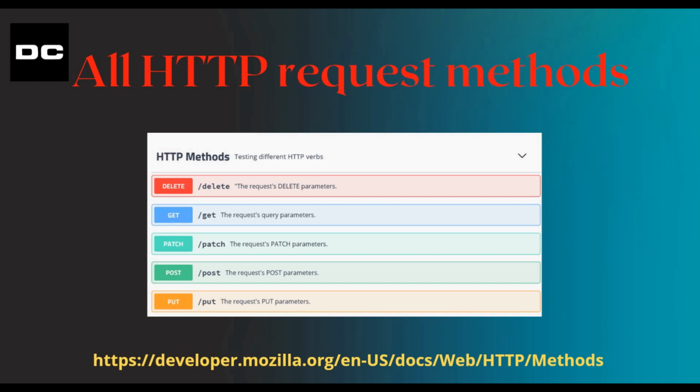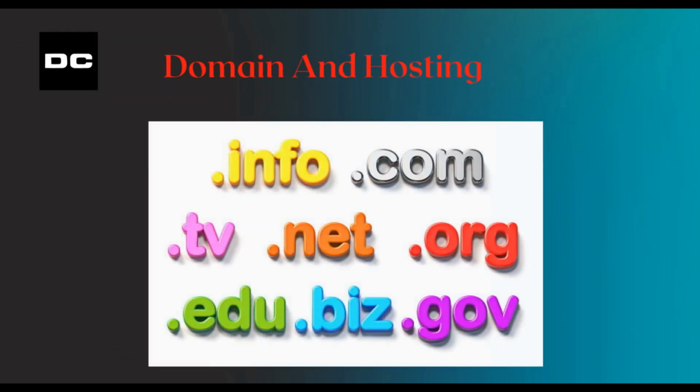And if you want to get any page of a website, like example.com/login, this is a get API. You want to get this login page, you want to get this sign up page. This is all about it. So these are domain and hosting. If you are hosting a website, you have to take a domain name, and after that it should be .com or .org or .gov, .edu, anything. These are all famous domain names.